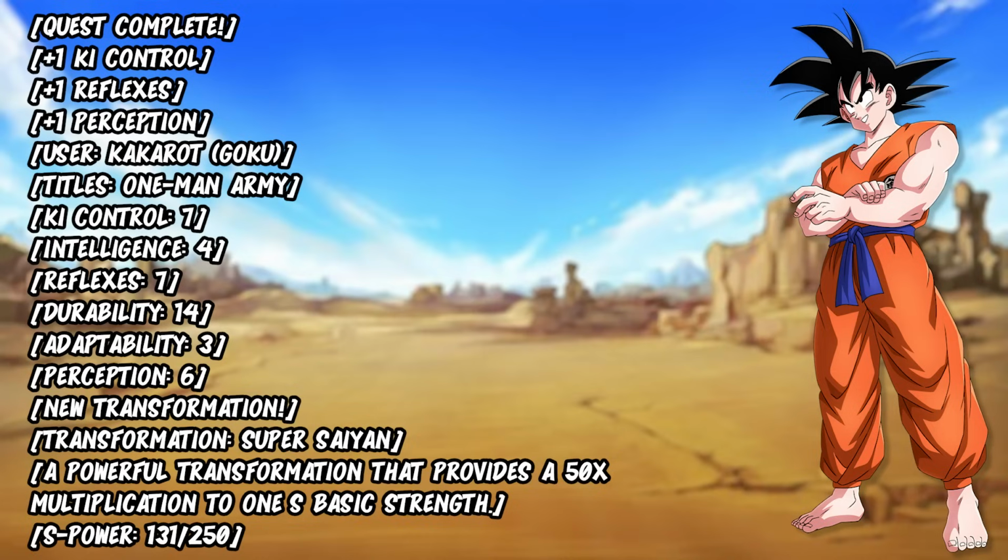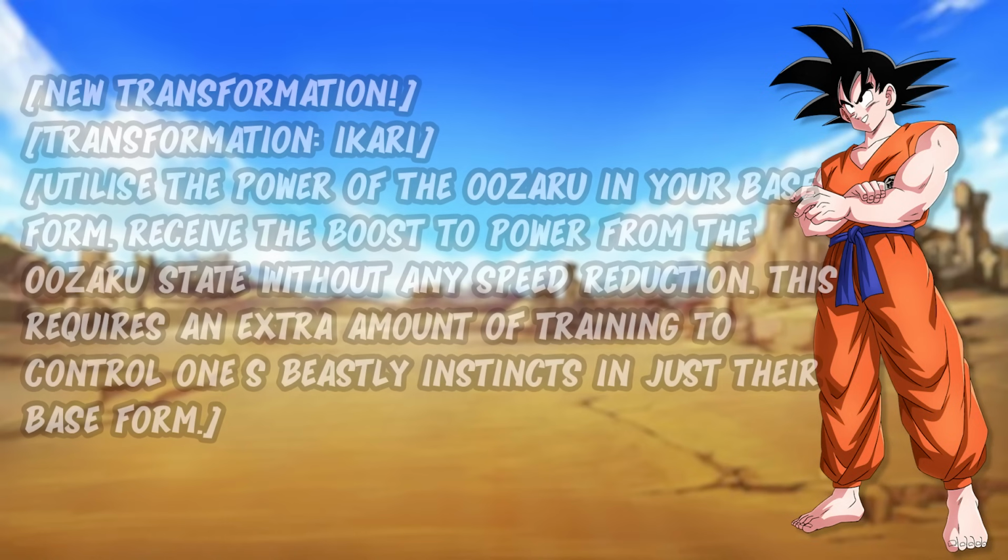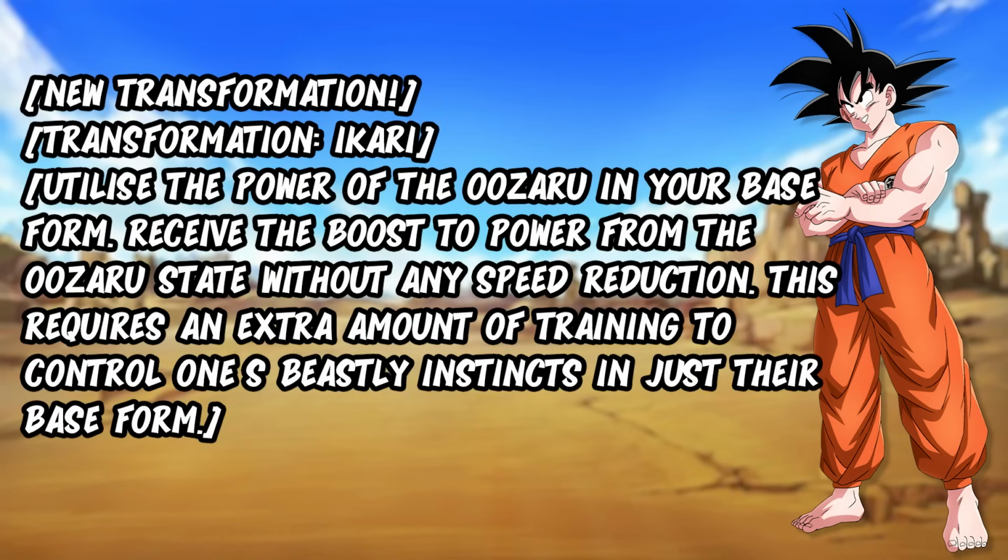New transformation: Super Saiyan. A powerful transformation that provides a 50 times multiplication to one's basic strength. Requires 250 S power: 131 out of 250. "This is gonna be a process," Goku tells himself upon seeing this notification. For him to get more S power, all he can really do is get stronger. He already has the other stage covered, which is just having a pure heart.